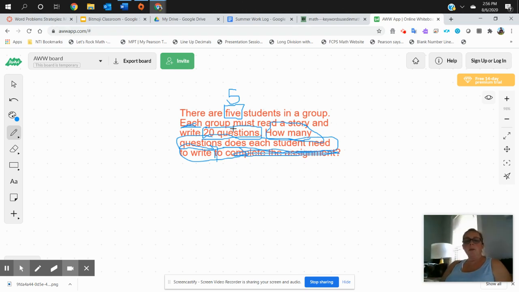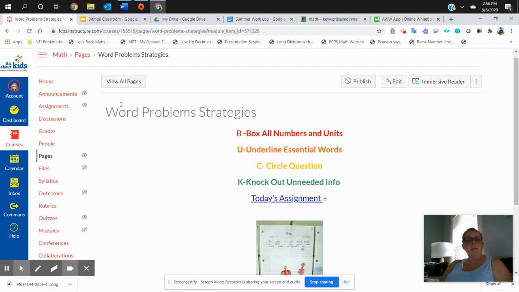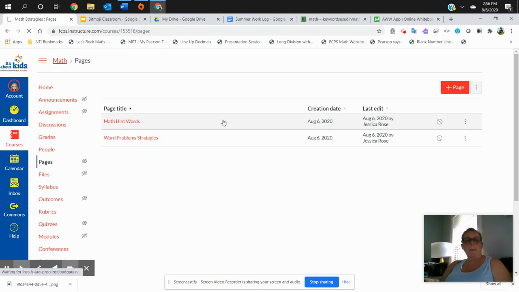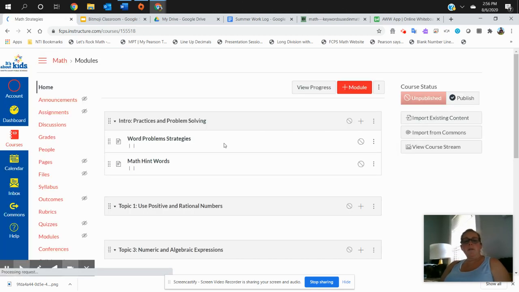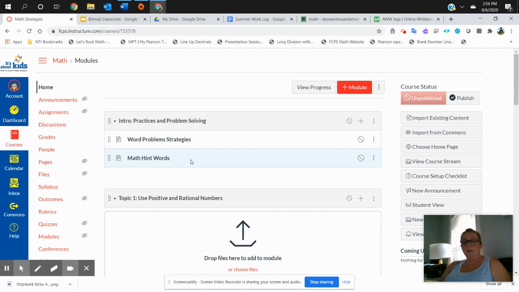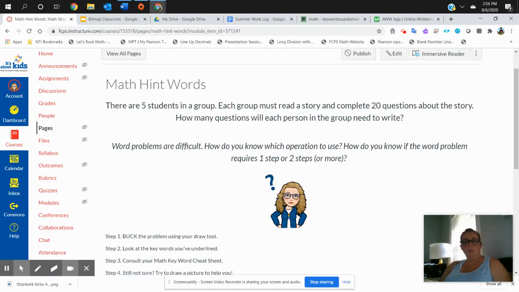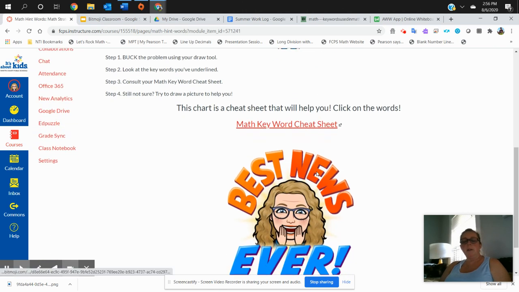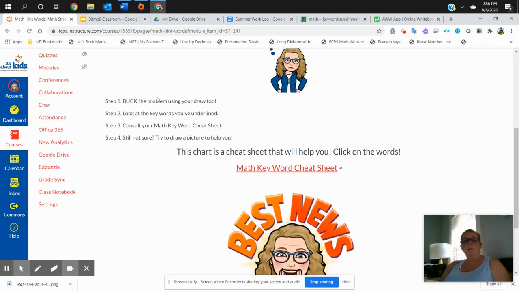But now maybe at this point you're still a little bit confused about what to do. And that's what today's lesson teaches you. So let's go back to our assignment today. Now we're going to move on to actual math hint words. These are our hints. So maybe you've used BUCK, you've underlined some words you think are important, but you're just not quite sure. We've done step 1, we've bucked the problem. We're going to move on to steps 2 and 3 today.